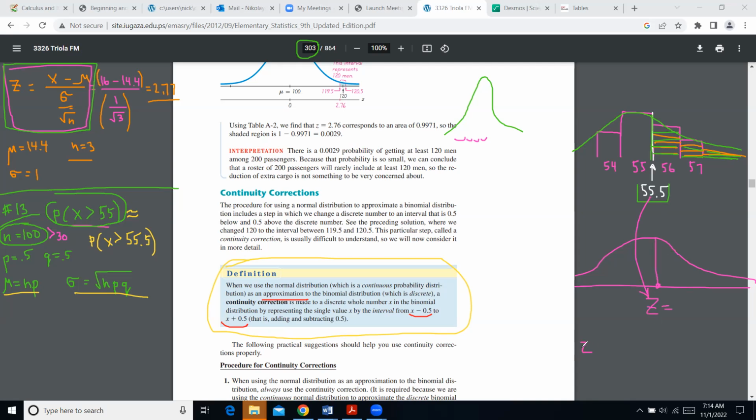And for the z-score, here we use the formula x minus mean over standard deviation. We actually don't divide by square root of n because we have n already inside the square root in the standard deviation. So x is 55.5, so I use that number that I produced. And instead of mean, I already know the formula, which is n times p, so I just need to put numbers in: 100 multiplied by 0.5.